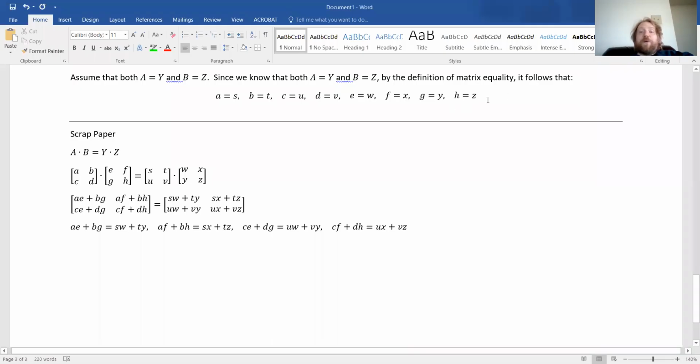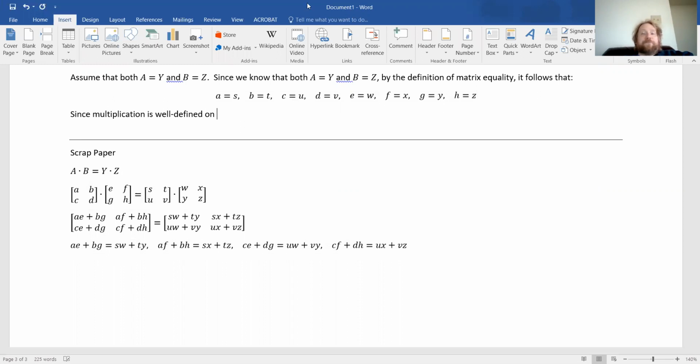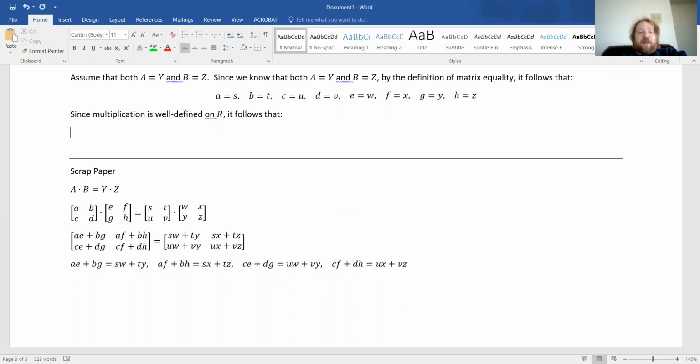We now finish the proof that matrix multiplication is well defined on M2R. Remember, this is where we left off. Now, since we know that ordinary multiplication is well defined, we are going to start building up various pairs of these entries that are equal. So, since multiplication is well defined on R, it follows that, and we're going to get 8 pairs of numbers here that are equal.